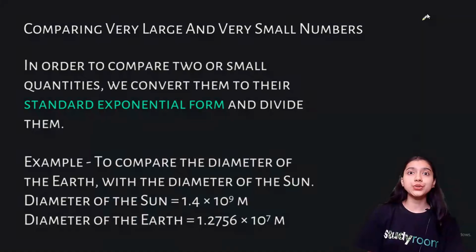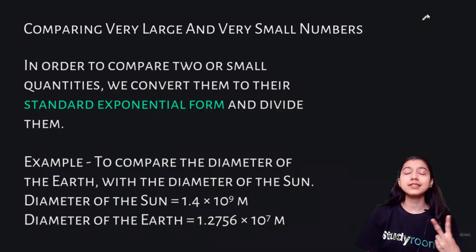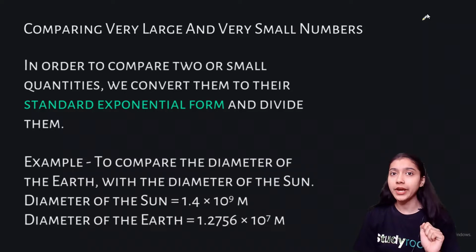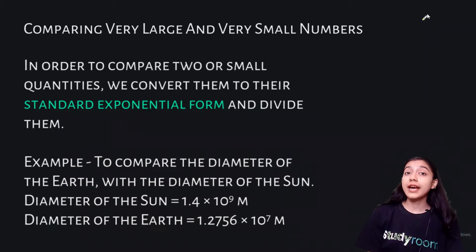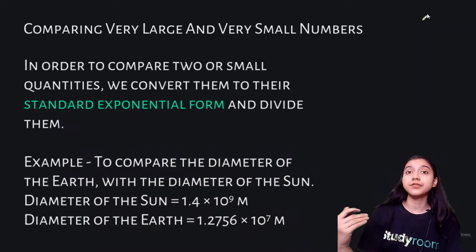Now I'll be teaching you comparing very large or very small quantities using exponents. When we have two quantities that are very small and we have to compare them, we first calculate the standard form of those quantities and then divide them. Let me explain with the help of an example.